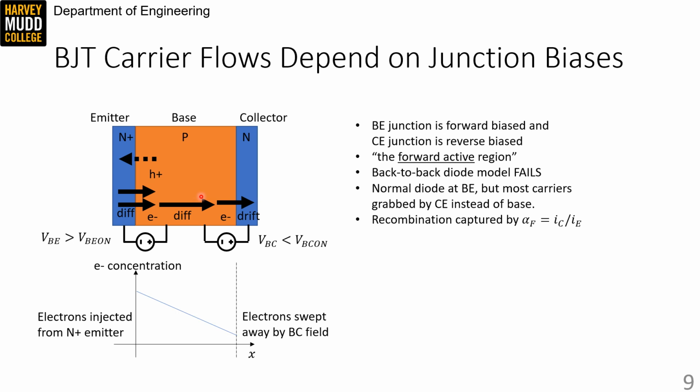These two carrier flows mean that the concentration of electrons is going to be very different at the emitter junction, where many electrons are being injected, and the collector, where they're being swept away by drift. That means there will be a gradient of electron concentration, or minority charge concentration, across the base, which results in diffusion from the emitter to the collector. So electrons diffuse from the emitter side to the collector side. That's captured in this arrow.